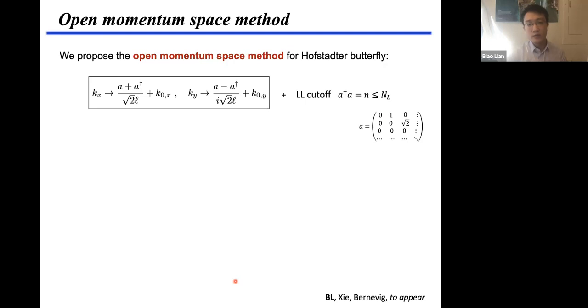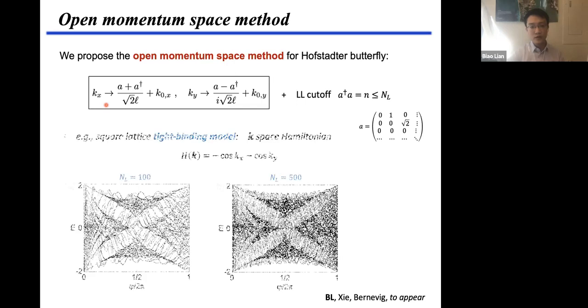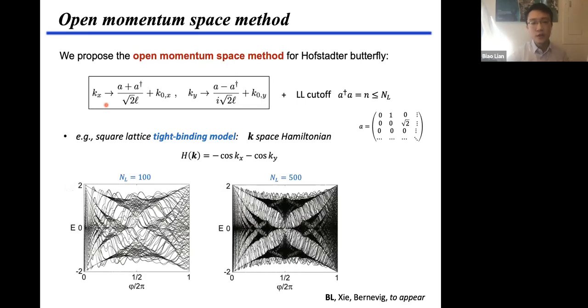Basically, if we write any lattice model in quasi-momentum space, and replace those quasi-momenta by these Landau level raising operators, with the A specifically being a matrix like this, and you add a Landau level cutoff to it, you would obtain the Hofstadter butterfly spectrum. This is actually not that straightforward to understand, because these Ks are quasi-momentum instead of a realistic momentum. So one might wonder why that would work, but indeed it works, and I'll explain why in the rest of the talk.